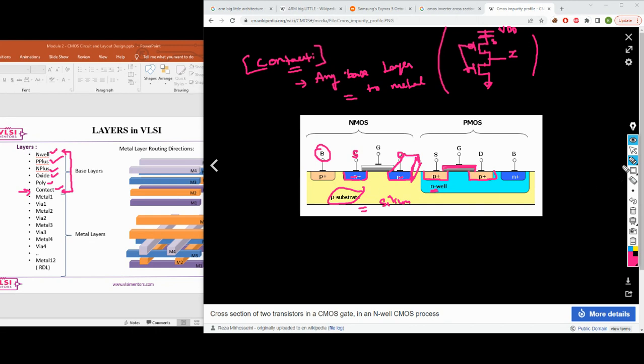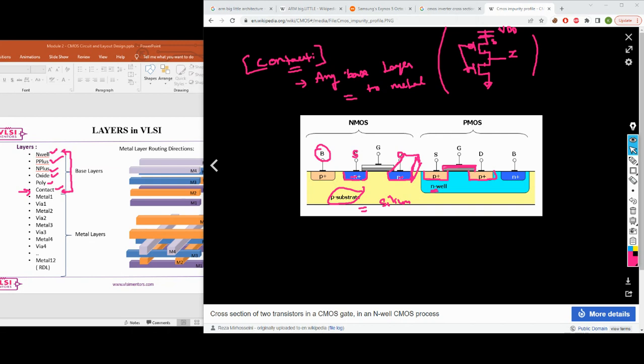Go ahead. No, no, no. Wait, wait. If your question is about the oxide layer, I'll come to that later. Wait.